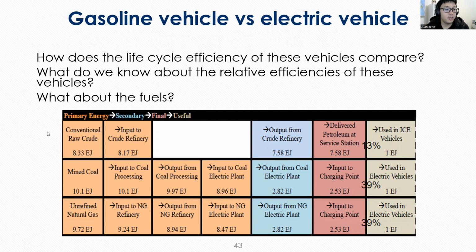So here we can see in the first row, conversion of oil to gasoline. The refining doesn't lose too much energy, but the big step where you lose the most is from the actual use within the combustion engine vehicle. Tends to be not very efficient. You can compare that to electric vehicle efficiency, which is much higher.